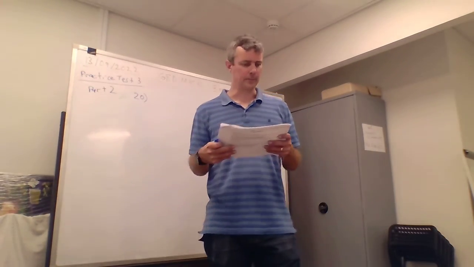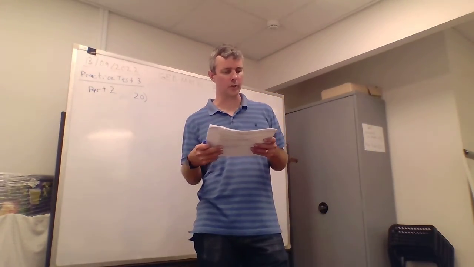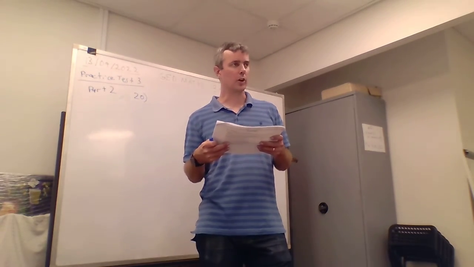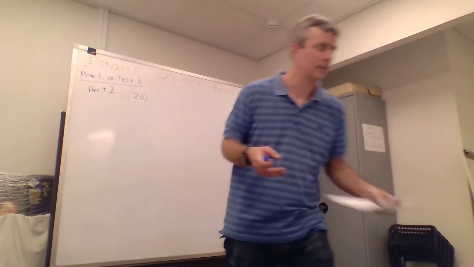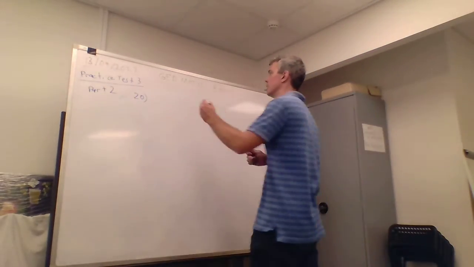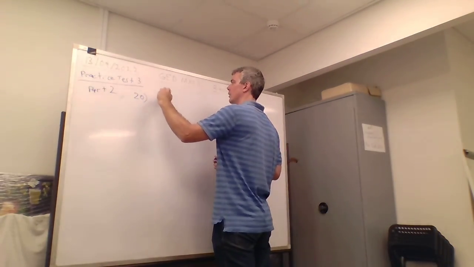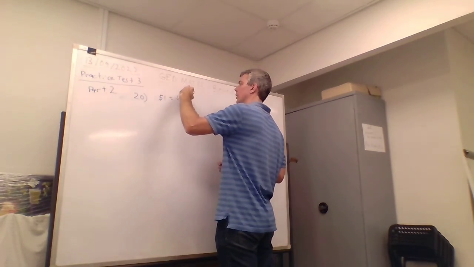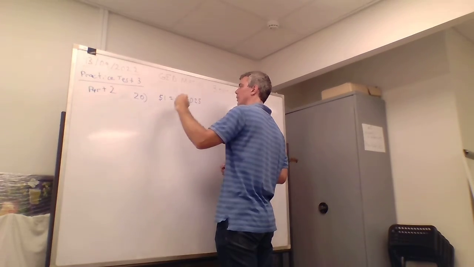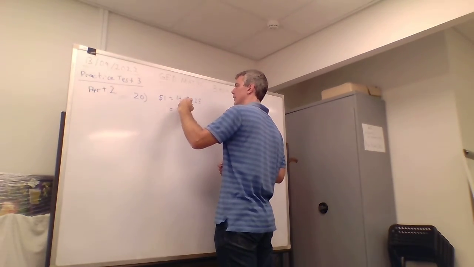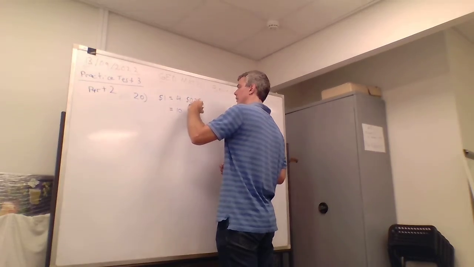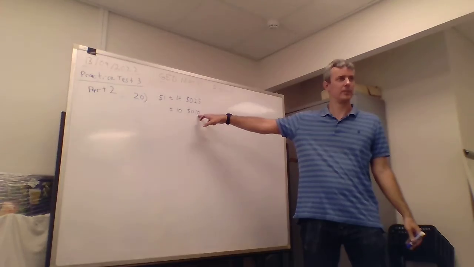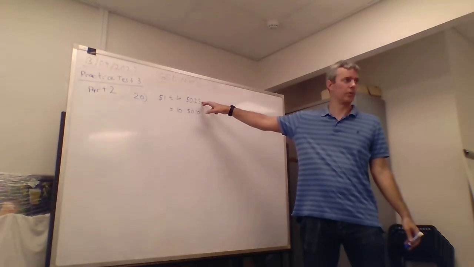Okay, so number 20. Justin is exchanging dollars for rolls of quarters and rolls of dimes at a bank. So do you know what a quarter and a dime is? We have $1 equals 4 quarters, and $1 equals 10 dimes. So 10 dimes is $1 and 4 quarters is $1.